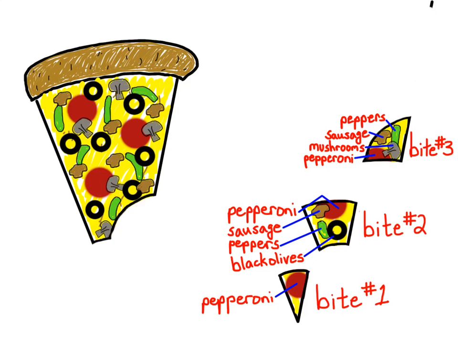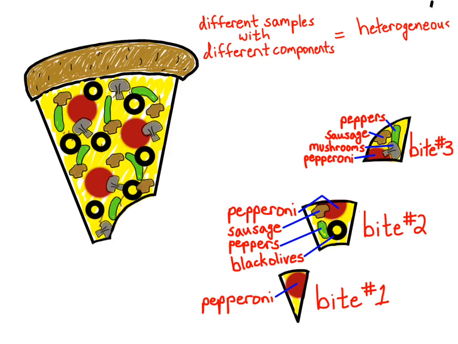Now, what we can say is that if we have different samples with different components, and in this case the samples are our bites, the 3 bites of the pizza, then by definition, again, we have a heterogeneous mixture.